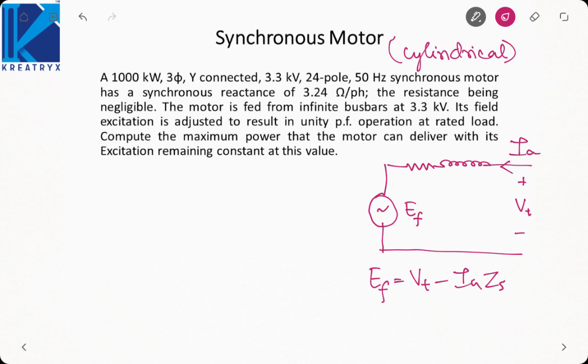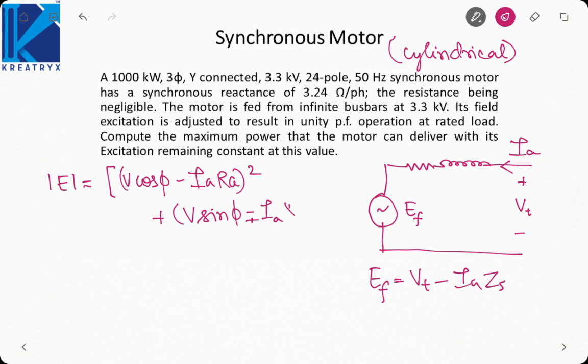Okay. So similarly, if you want to write the magnitude of EMF, it will be the square root of (V cos phi minus IARA) square plus (V sin phi minus plus IAXS) square. Okay, minus for lagging and plus for leading. So that is how you can determine the magnitude of EMF in case of a synchronous motor. Is it fine? Minus here corresponds to lagging, plus for leading.